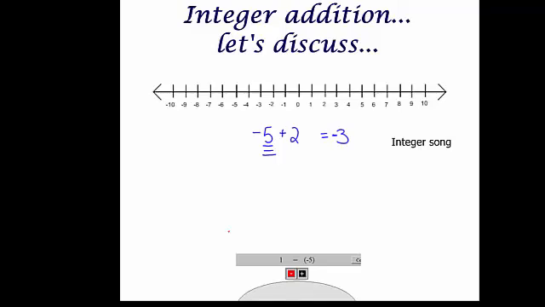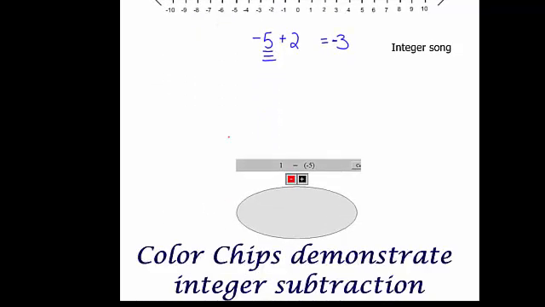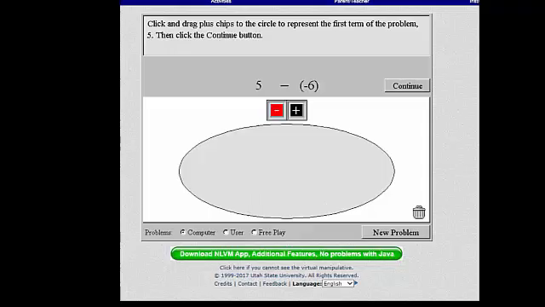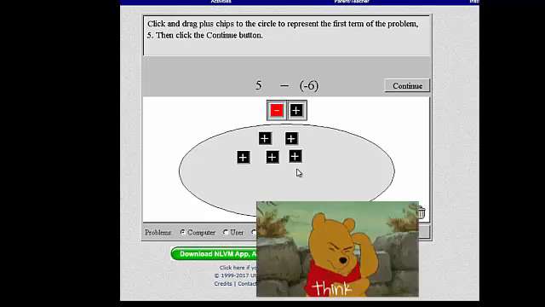of how we actually rationalize what to do with integer subtraction. If we look at this little oval here, it says click and drag plus chips to represent the first term, so I have 5 pluses. Now I'm supposed to take out of my oval 6 negatives. Well, I don't have any negative chips in there to remove. It's very difficult to take out 6 red chips when there are no red chips. So what do we do?